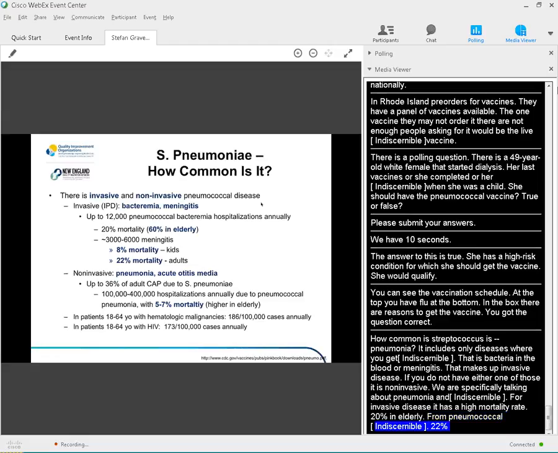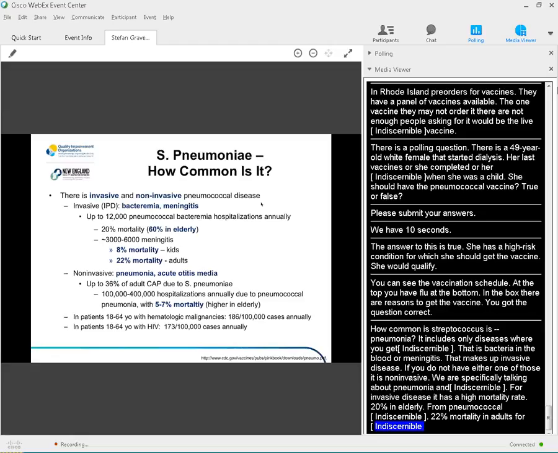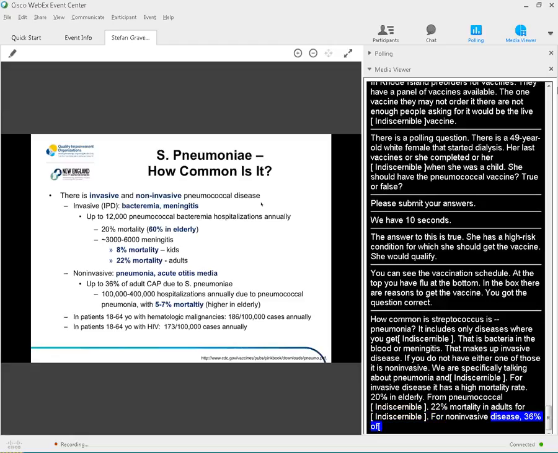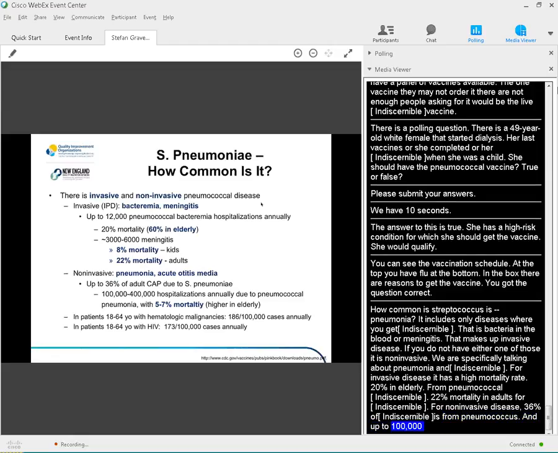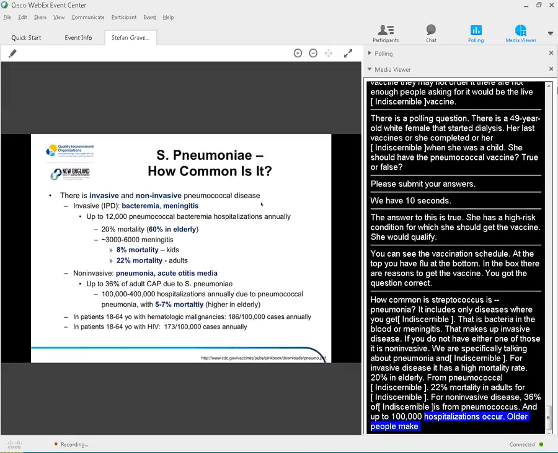For non-invasive disease, 36% of community-acquired pneumonia is from pneumococcus, and 100 to 400,000 hospitalizations occur each year due to pneumococcal pneumonia, with a 5 to 7% mortality rate. Higher in old folks. In fact, old folks make up the majority of that. So in patients 18 to 64 with hematologic malignancies, there's a substantial rate, as there is with HIV.